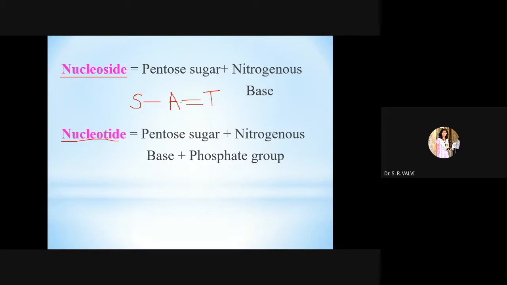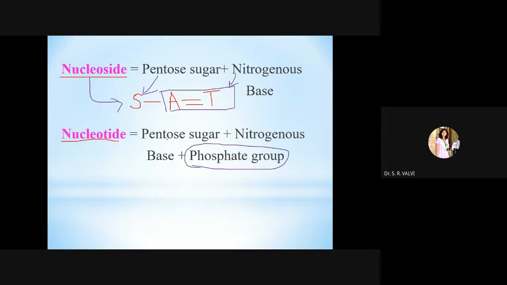Okay, suppose these two, let me change the color. These two are what? These two are nitrogen bases, right? And this is our pentose sugar. So when only these two structures are present, then we call it what? A nucleoside, right? See here, same is here. Pentose sugar is here, nitrogen base is also here. The only addition is what? This is the phosphate group.